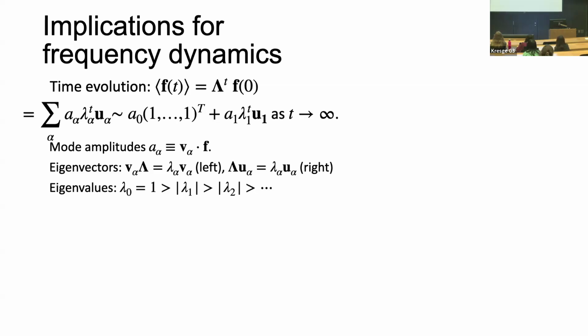And then the nice thing about this equation is, if I apply the matrix lambda to an eigenvector U alpha, I just get the same vector multiplied with the eigenvalue lambda alpha. So the right-hand side really just becomes this very simple sum over eigenvectors U alpha, and each of these summands contains the eigenvalue to the power of t. And if t becomes large, only one term, or potentially two terms, become really important here.